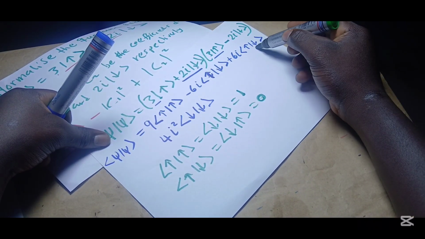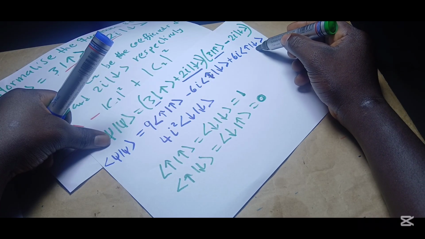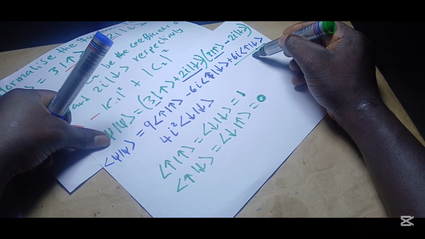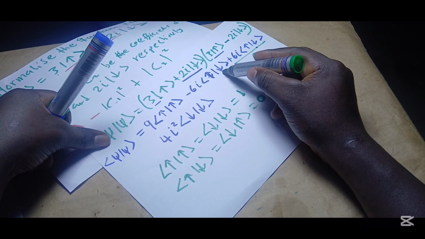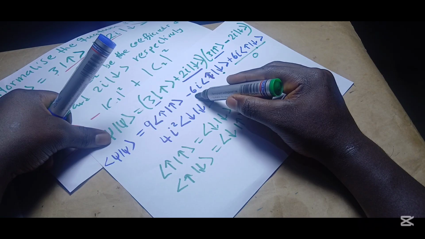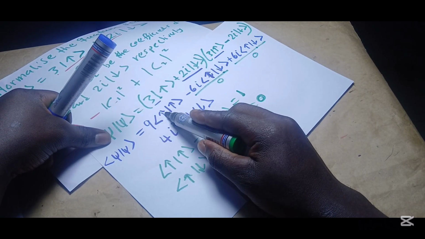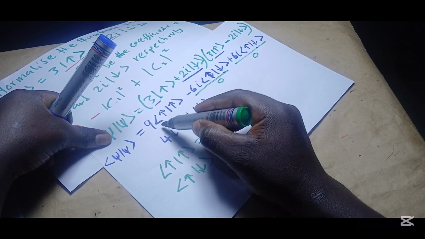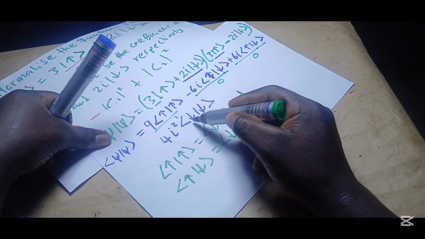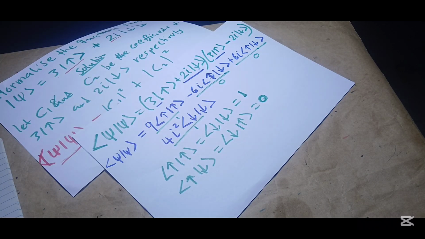So now let's go back to the problem. So we have spin up, spin down here. This will give us a probability of 0. So this term here goes to 0. We have spin up, spin down here. This one will also give us a probability of 0. We have spin up here. This will give us a probability of 1. Spin down, a probability of 1. So now let's proceed.